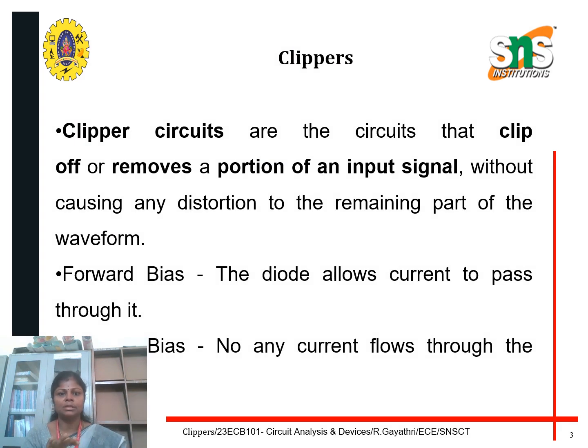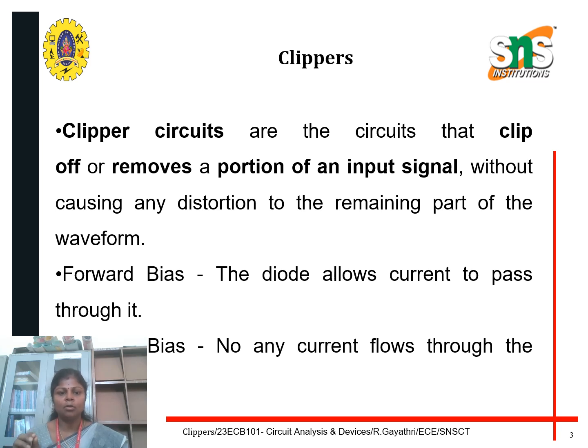Clipper, the name represents that it is used to clip off or remove a portion of some input signals without any distortions or noises, and the remaining part of the input waveform will remain the same in the output side. For example, in the clipper circuit we use the PN junction diode, which is one of the major applications of clipper.